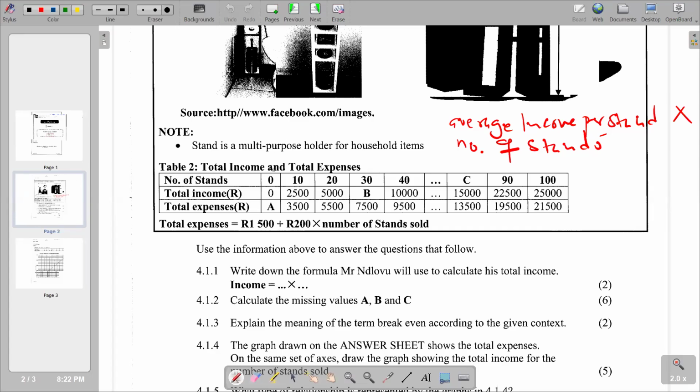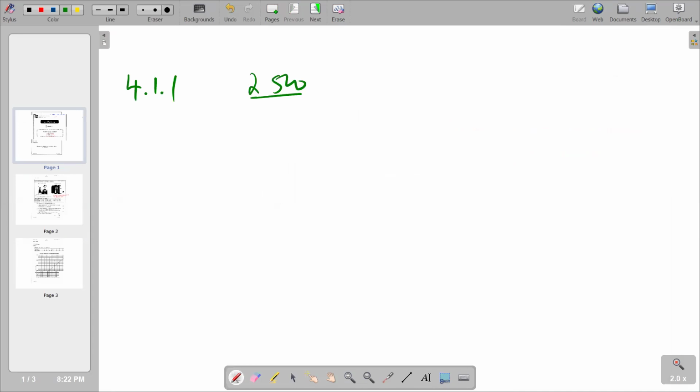So to get the average income per stand, we can just pick any combination that we have there. Like we can pick number of sales 10 and the total income being 2,500. So we are saying 2,500 divided by 10 so that we can get average income per stand. If you say 2,500 and then you divide by 10, you are going to get 250. It's going to be 250 rands. So basically, that's what we have in terms of the average income per stand.